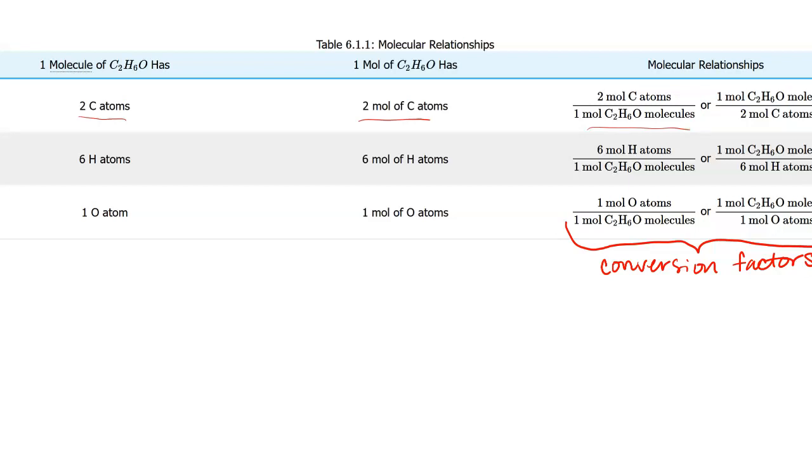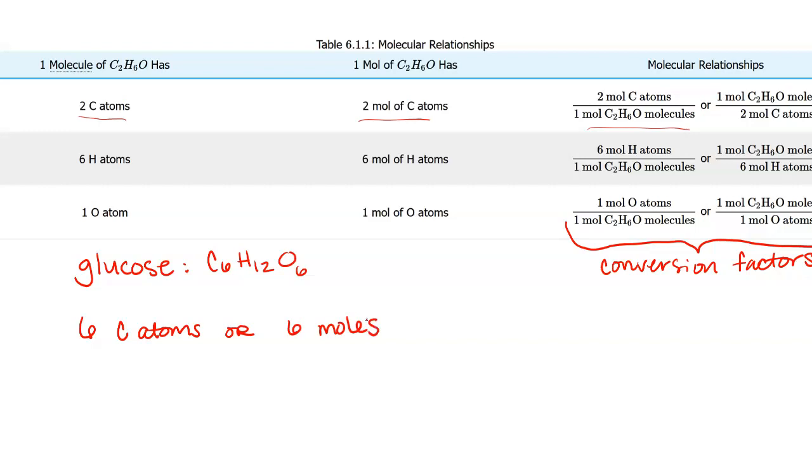So let's think about glucose, for example. Glucose has the molecular formula of C6H12O6. And that means that for every molecule of glucose or every mole of glucose, you have 6 carbon atoms. Or, if you're going to do moles, 6 moles. So this would be a molecule and a mole.